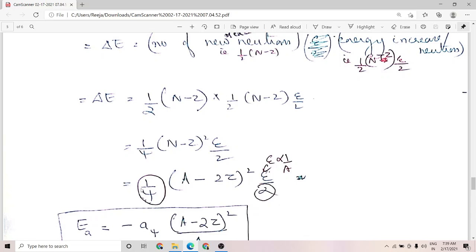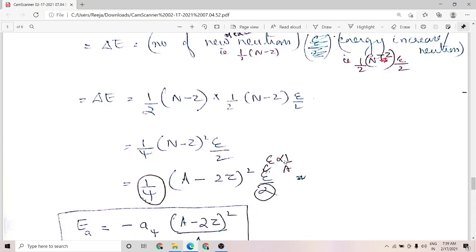1 by 4 into what is N minus Z? N is the number of neutrons. Number of neutrons is equal to mass number minus number of protons, that is A minus Z. So (A minus Z) the whole square, that is (A minus 2Z) the whole square into epsilon by 2.